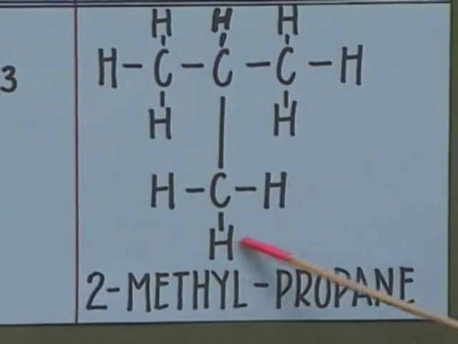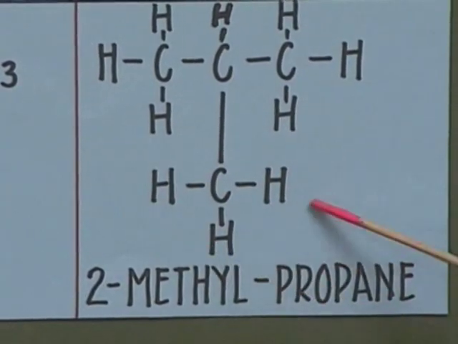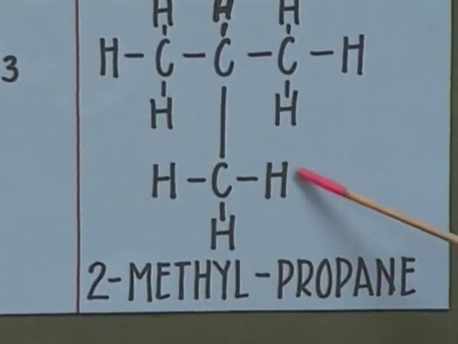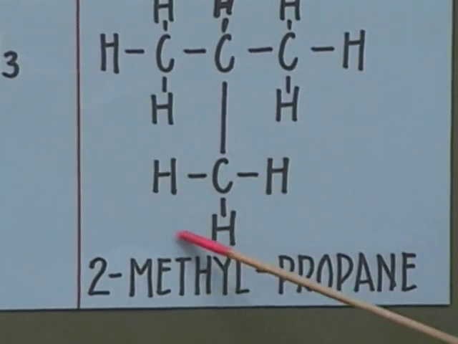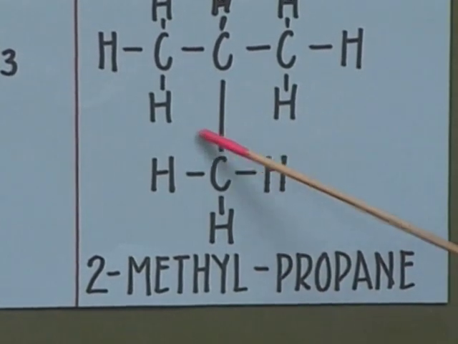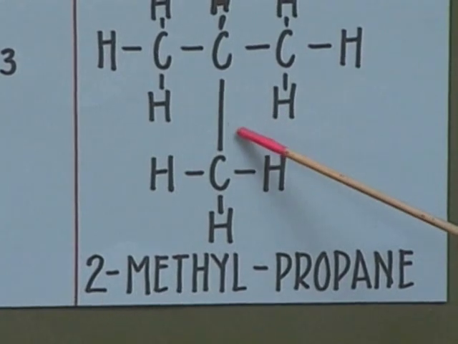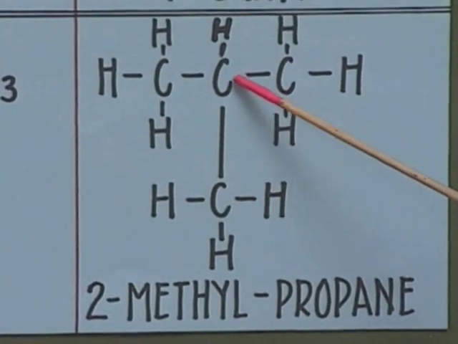We have substituted a methyl group in this case. Now, what is a methyl group? It's also called a methyl radical, where 1 hydrogen atom from methane is removed, and then we get the methyl group. Now, this methyl group was substituted on carbon atom number 2.